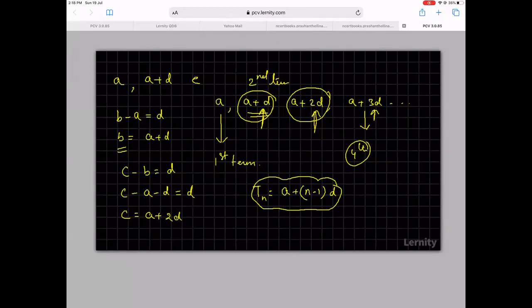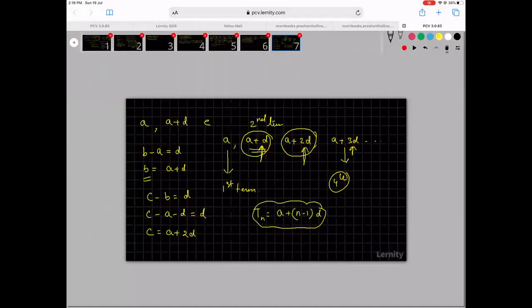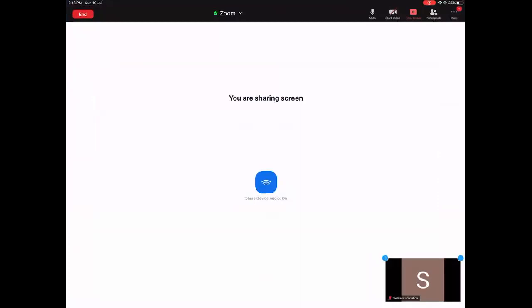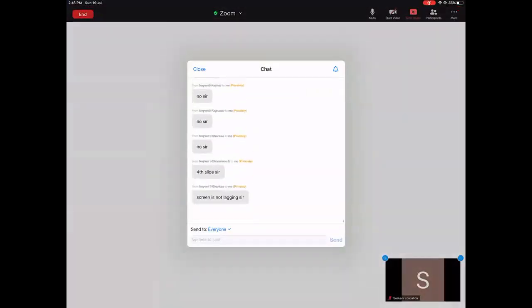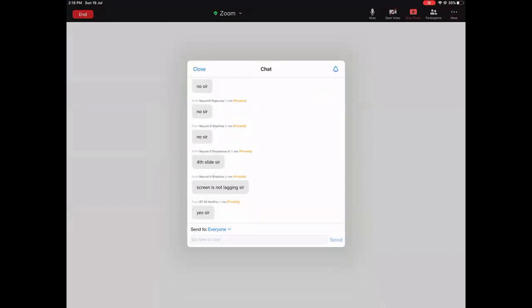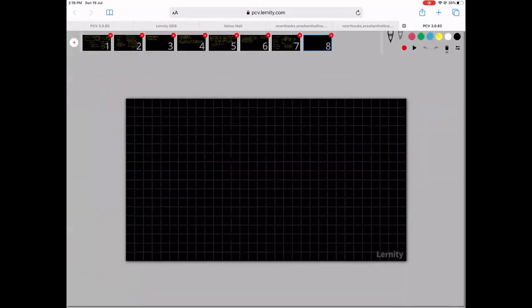Okay, such a sequence of numbers is called an arithmetic progression. Okay, is it clear now? Yes, so screen is clear, everything is clear. Okay, so good, let us move on. So if the first term is A, second term is A plus D, third term is A plus 2D, fourth term is A plus 3D, and the nth term is A plus n minus 1 D. So such a sequence is called an arithmetic sequence.